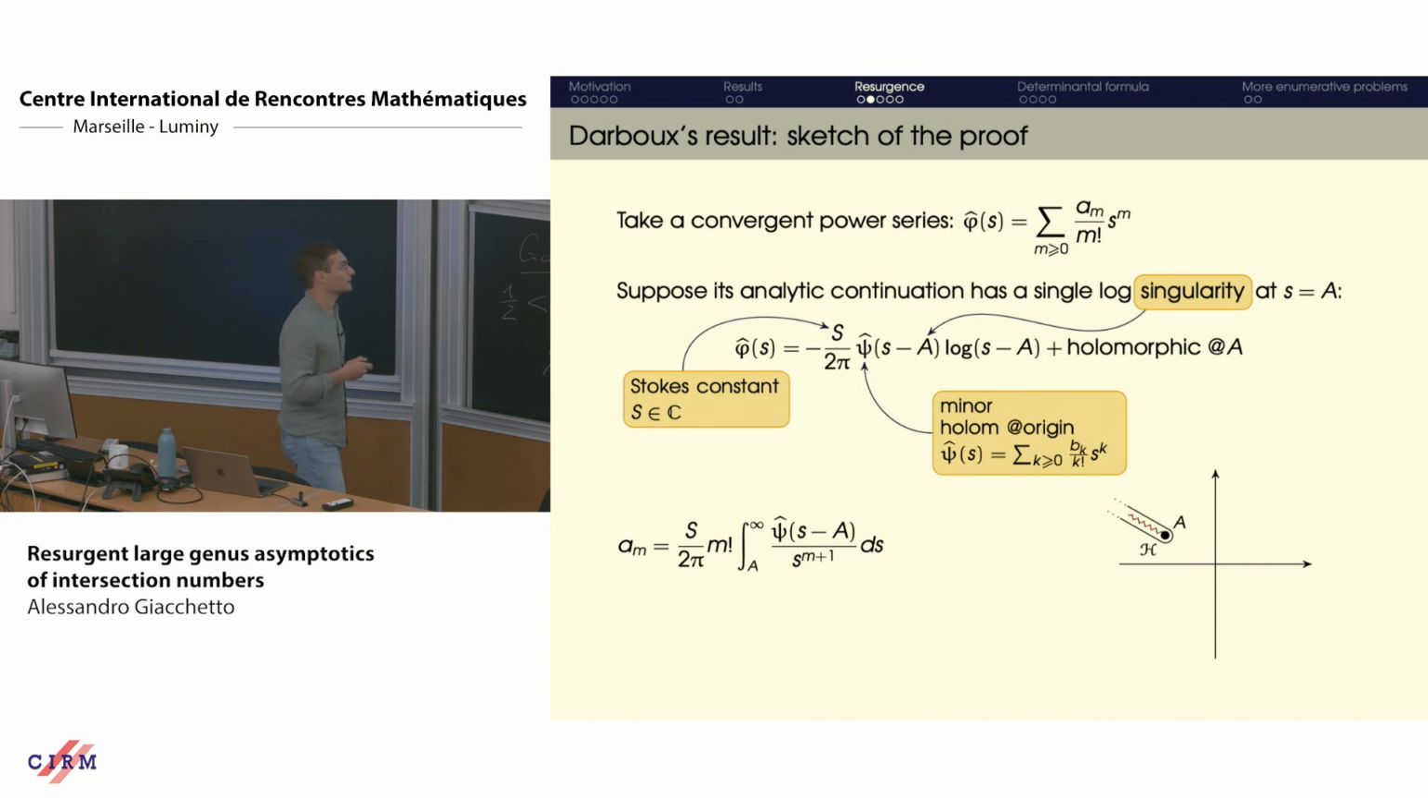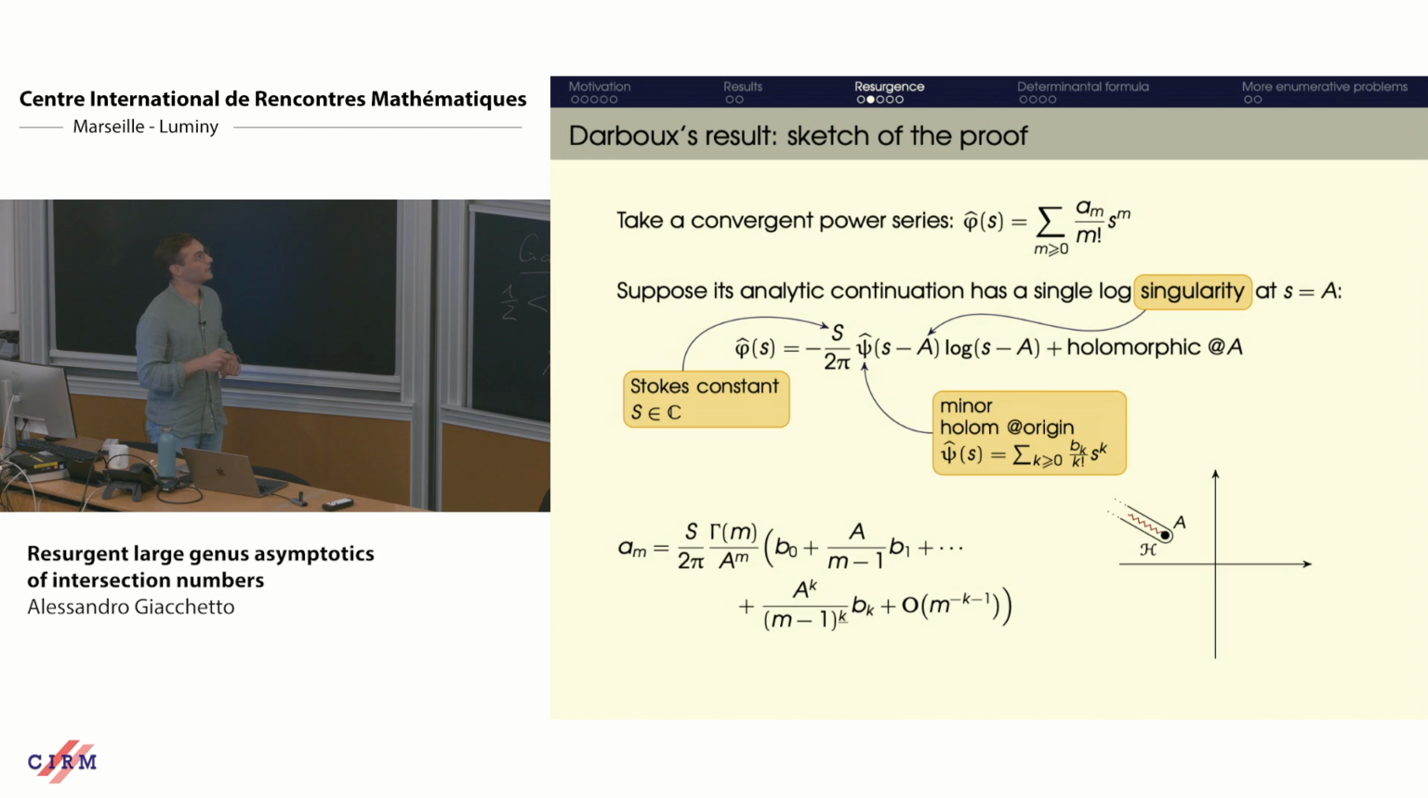And the last idea here is to take the Taylor expansion at the singularity, insert it inside this integral, and with some other assumptions, you can massage this a bit, and you get this asymptotics here. And so the main point that I want to convey here is that using this idea, you can get the full asymptotics of these coefficients, with also the subleading terms.